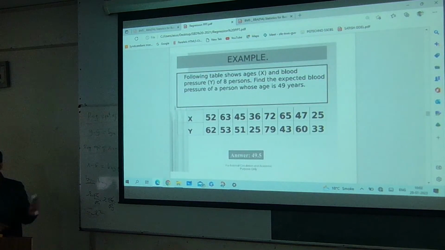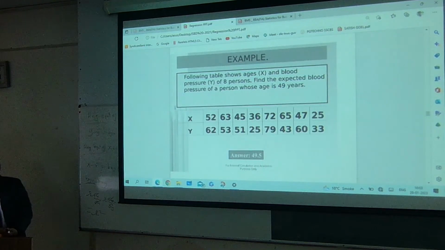Further, we have one more example. The following example shows the age and the blood pressure, so x is my age and y is blood pressure, of 8 persons. So basically it is sample data only. Population would be very big. So I only want to estimate the whole population on the basis of that sample.